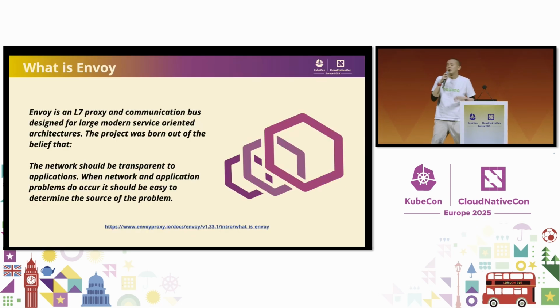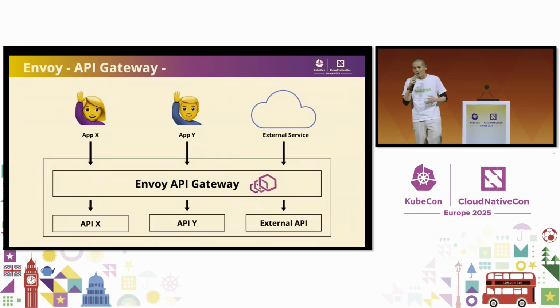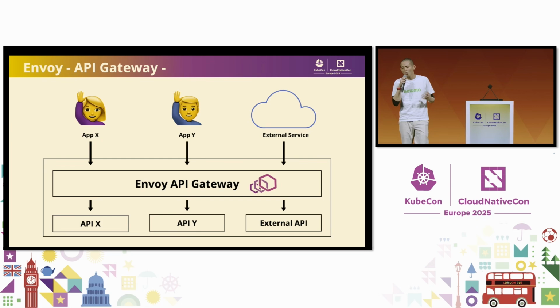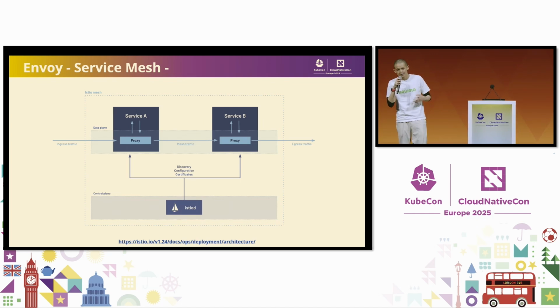Anyway, Envoy is a network proxy widely used in the cloud-native environment. Its philosophy is that the network should be transparent to applications. For example, Envoy is widely used as an API gateway, including both the classic API gateway pattern and Kubernetes Gateway API. Envoy is also used as a sidecar proxy for service mesh, such as Istio in this example.